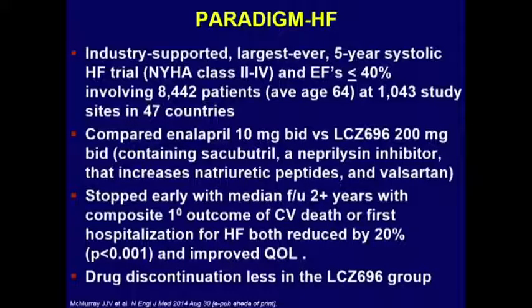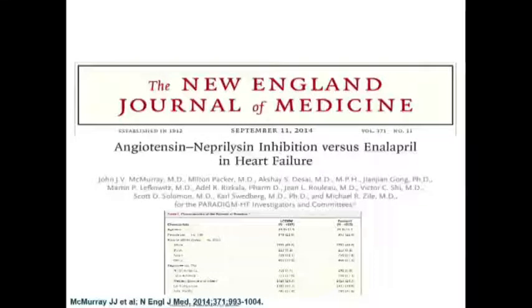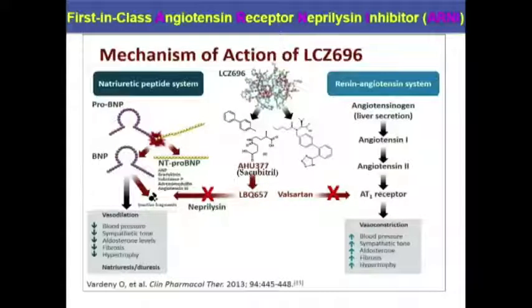Drug discontinuation was less in the LCZ group, but you must know that these patients had to tolerate both an ACE inhibitor and this drug, LCZ696, in a run-in period before they were eligible for the trial. So they made sure that these people could stay on the medication through the run-in period, but yet, once they tolerated the drug, we compared the two arms of the study. And this was published last year, 2014, 14 or 15 months ago. This is a landmark trial, and here's how it works.